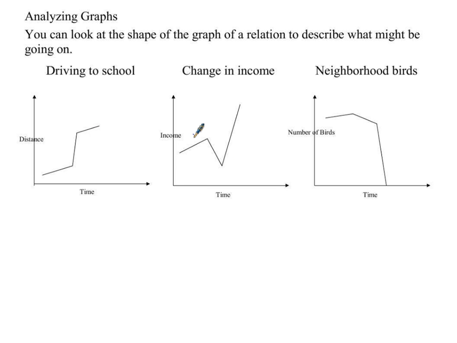We have time and income. What would cause this sort of graph? Come up with a story for each of those cases. Number of birds over time. So as time goes on, we have a bird population. What's going on here? Come up with a story for all three, and we'll talk about them here in a second.